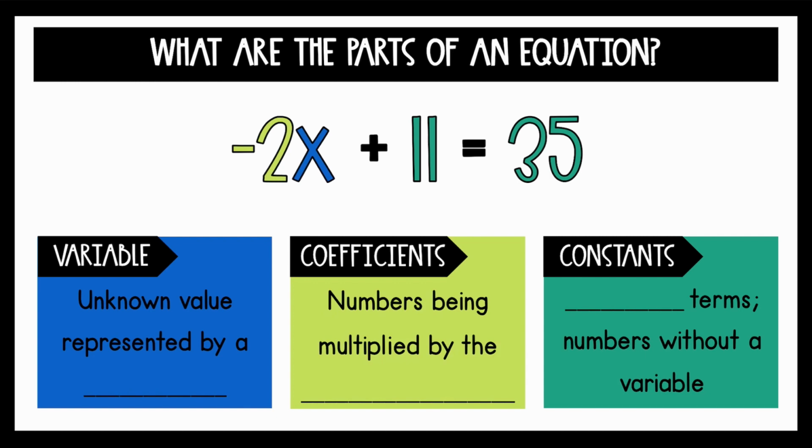First, a variable is the unknown value represented by a letter. So in this equation shown, the variable is x. Coefficients are the numbers being multiplied by the variable. So the coefficient in our example equation is -2. And constants are fixed terms. They are numbers without a variable. So in the equation, the constants are 11 and 35.